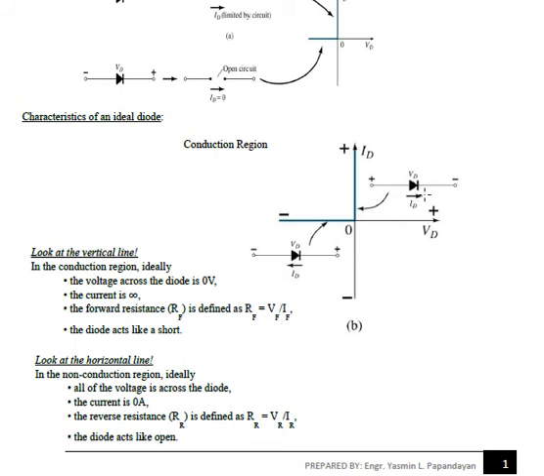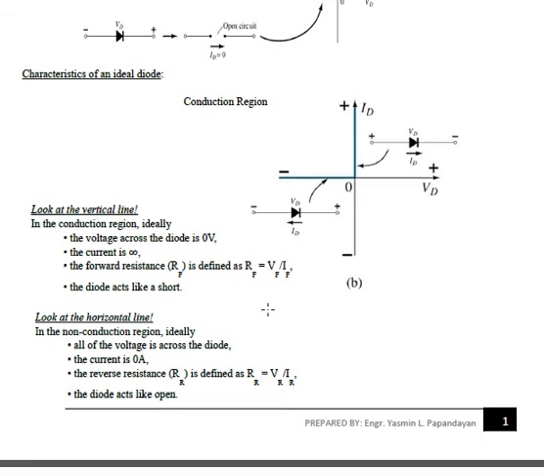This is the conducting region, so we can assume that this is a short circuit. Therefore, the voltage here is ideally equal to 0, and the current is infinity. The forward resistance RF is defined as RF equals VF over IF. Then the diode acts like a short circuit. Why? Because if we take the voltage to be equal to 0, then divide it by any number, that would be approximately equal to 0. This means it is short circuited.